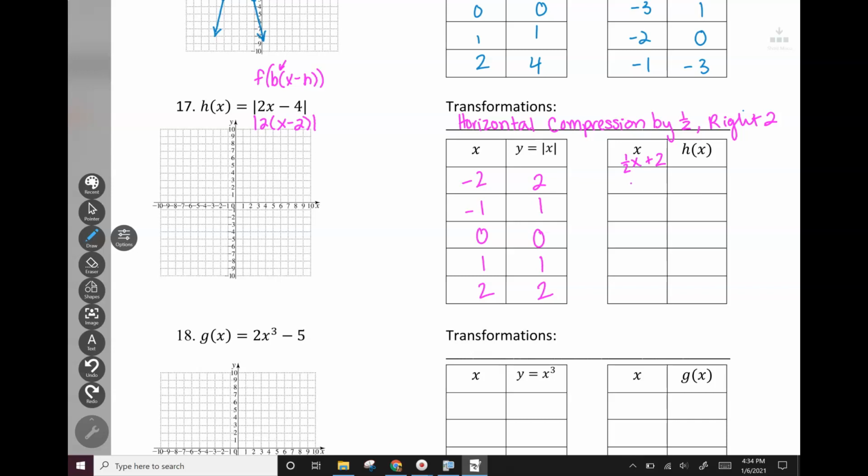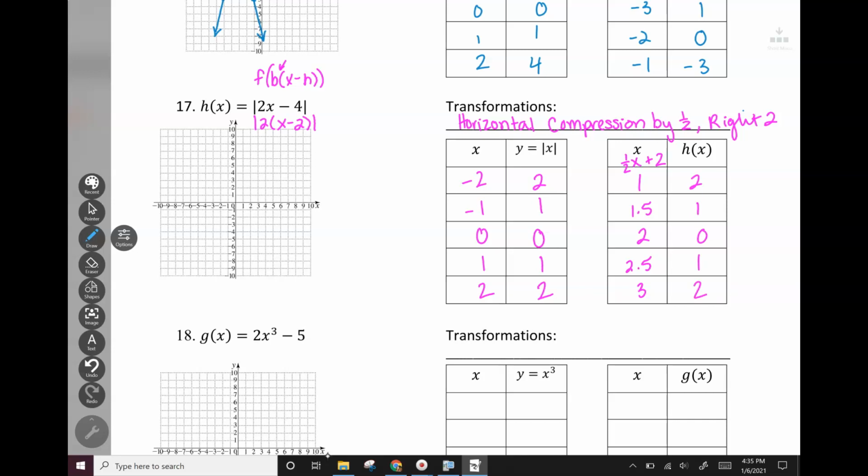So 1/2 x plus 2. 1/2 times -2 plus 2. 3. Oops, sorry, not 3. 1. Oh gosh. -1/2 plus 2 is 3/2, or 1.5. And then we've got 0 plus 2, 1/2 plus 2, 2.5, and 1 plus 2. So those are your new x values. Your y values are not going to change.